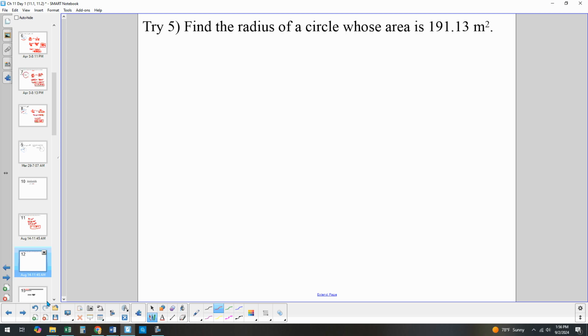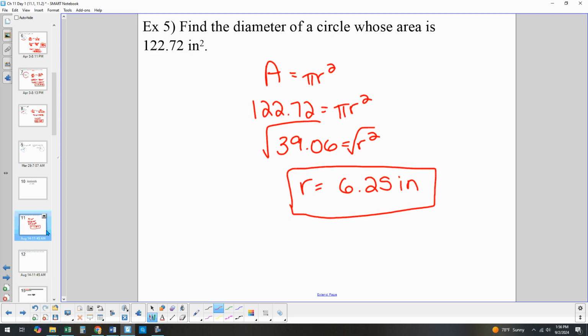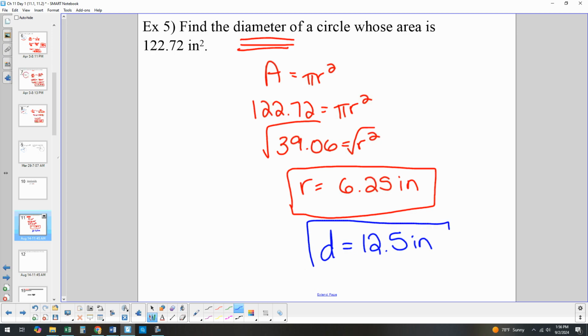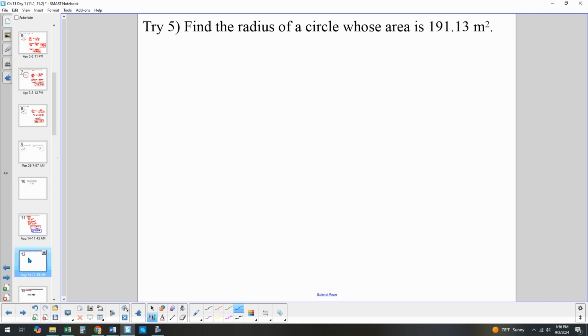So here's a problem for you. Hold on. Let's go back a second. Find the diameter. I only found the radius. So I'm going to double this, and the diameter is really 12.5 inches. Whew, that was a close one. Now there's one for you to try. Pause if you'd like. Answers are posted online.